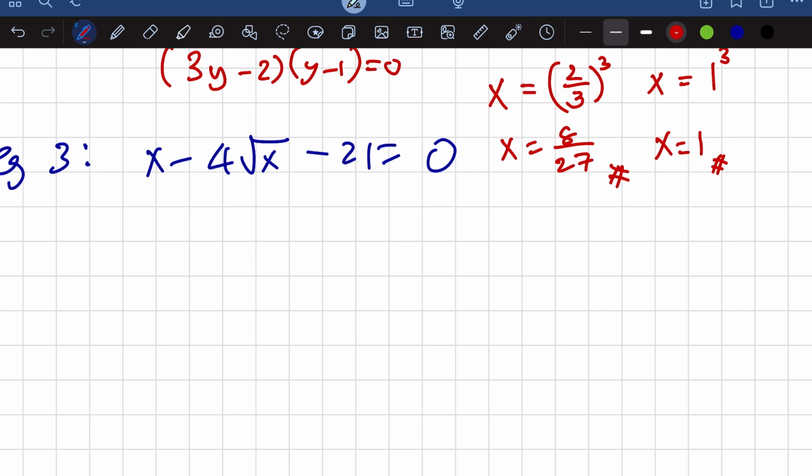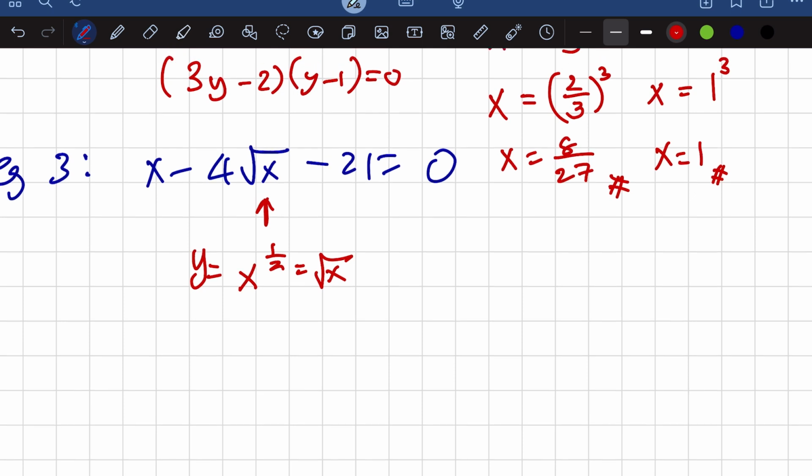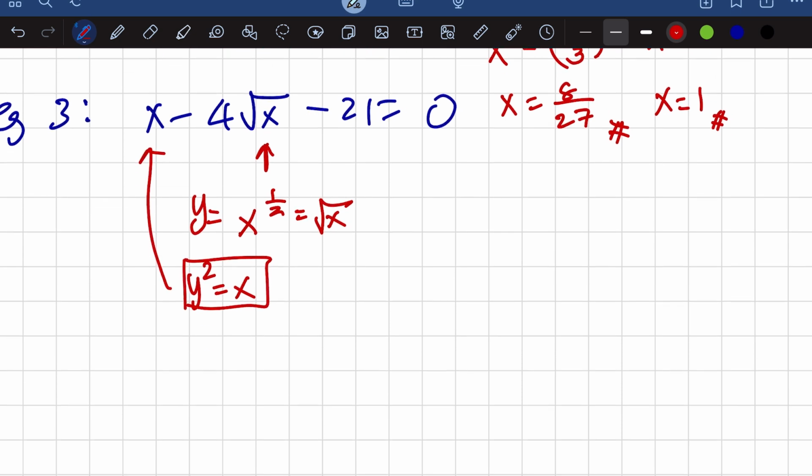Actually, we still can substitute. In this case, we're going to get rid of the square root of x, which is very complicated, right? So we let y be equal to x to the power of half, which essentially is the square root of x. So when we replace that, notice that if I square both sides, y squared equals x. So we're going to use that to replace this. All right, so two things we're going to replace.